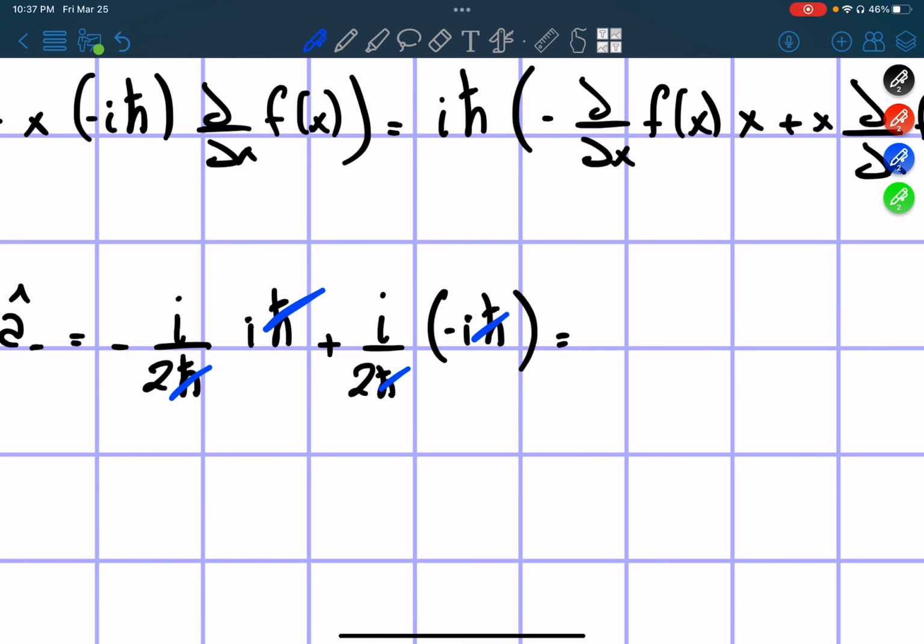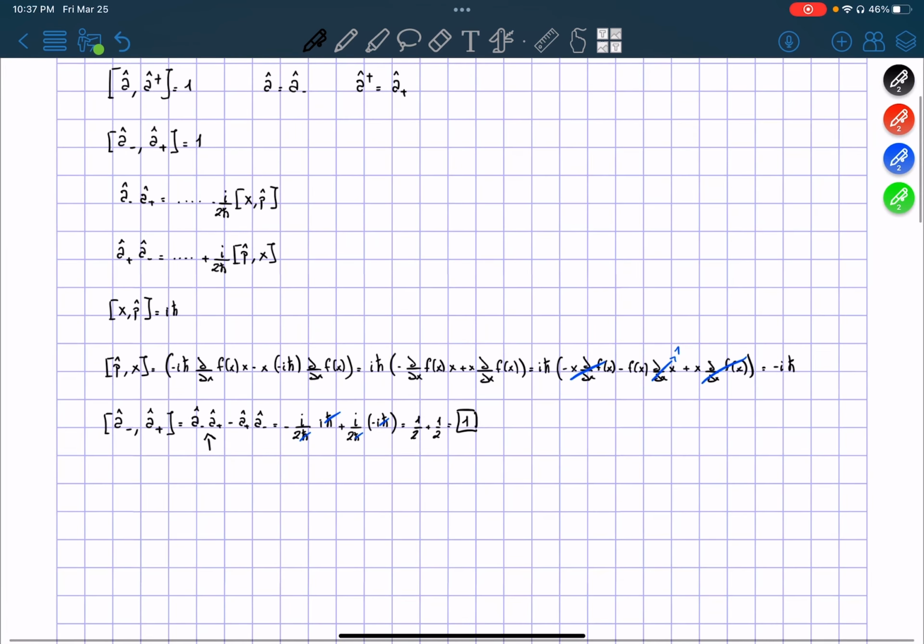From the first part, we get 1/2, we said. Then we have i times i, negative 1, with the negative in front, becomes positive 1. So plus 1/2, and that equals 1. And that is the proof.